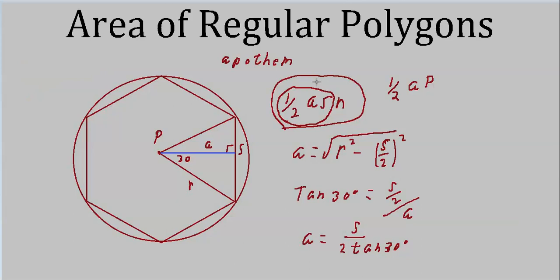So with these two formulas, as sloppily written as they are, we can find the area of any regular polygon. Yeah, talk is cheap. Let's work some problems and prove that.